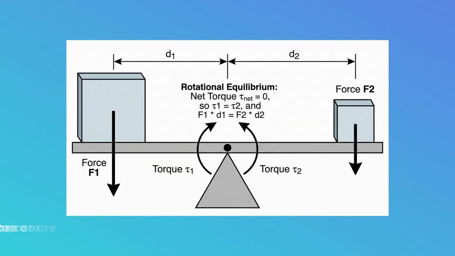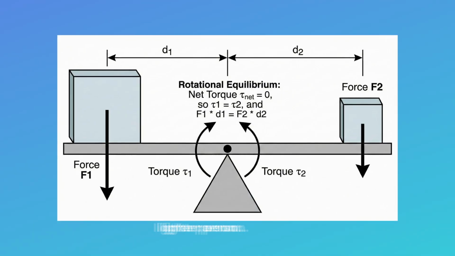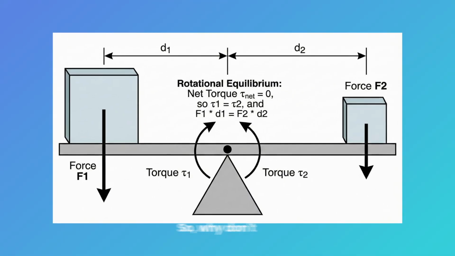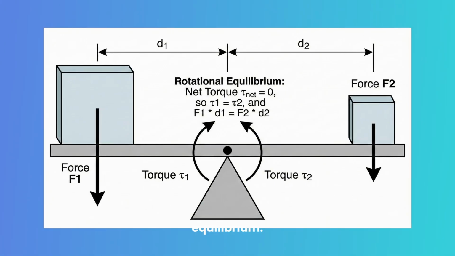Now, what is rotational equilibrium? Look at this seesaw. The forces are not equal. The heavier person should be pulled down by gravity more than the lighter person. So, why don't they move? Because they are balanced in rotational equilibrium.